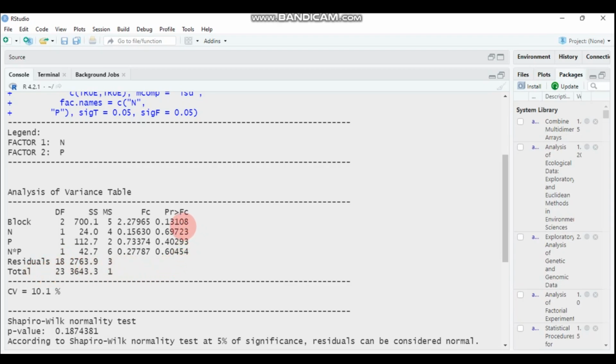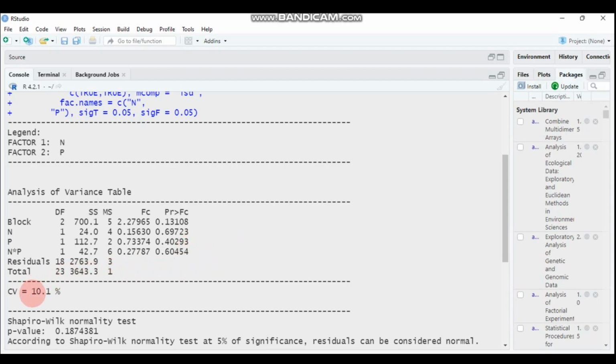And when we come to the p-value, unfortunately, there is no statistically significant difference among the simple or the main effects as well as their interaction effect, since the p-value is greater than 0.05. So we are not expecting mean separation, or we are not going to do mean separation, since the p-value is greater than 0.05.